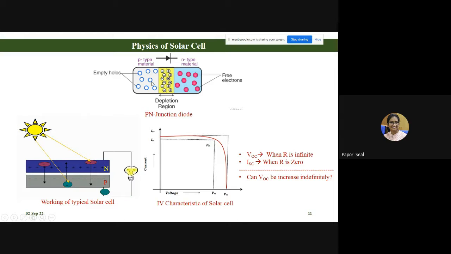Now, these empty holes cannot move, these free electrons cannot move because of this space charge ion. Why do we have this space charge ion? Because they have become stable now. They received what they wanted, they gave up what they wanted. So they are stable at the barrier. That's why this is called barrier protection. Now this is the example of a solar cell.